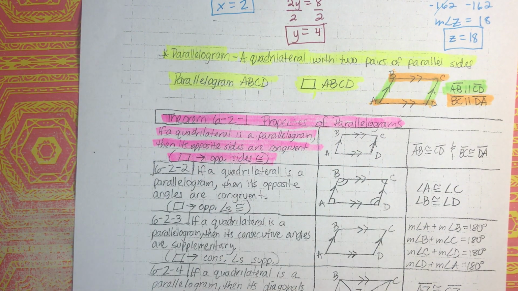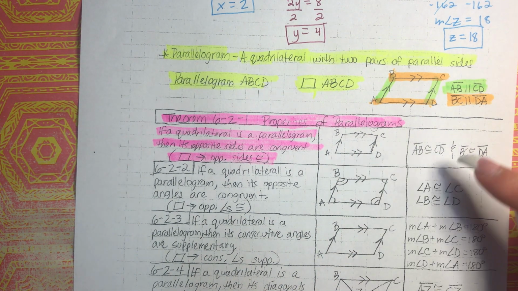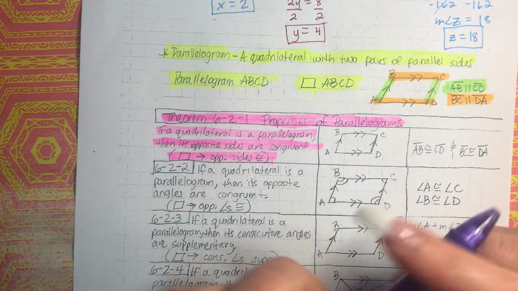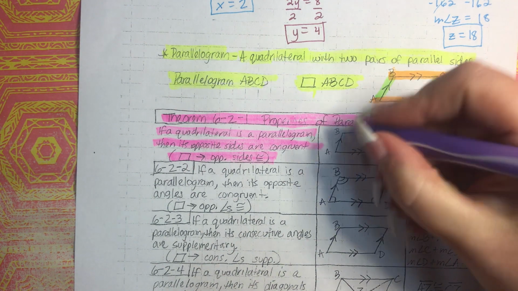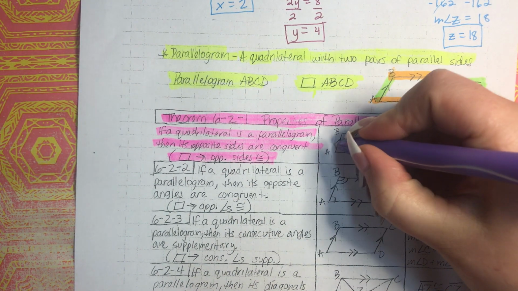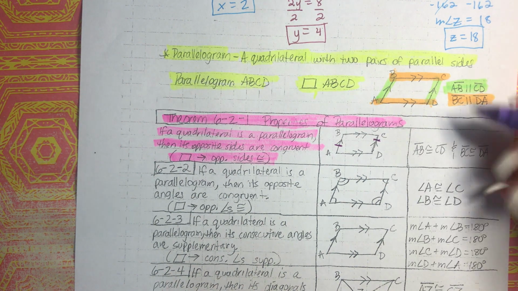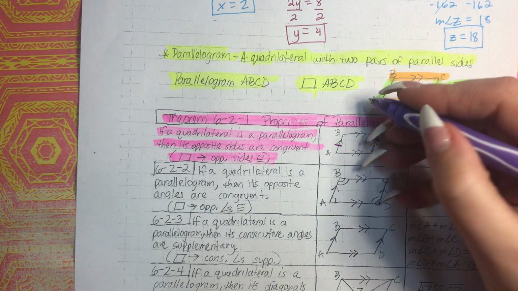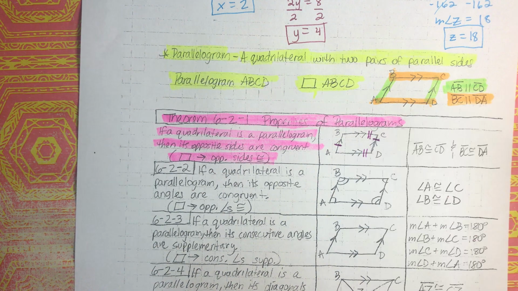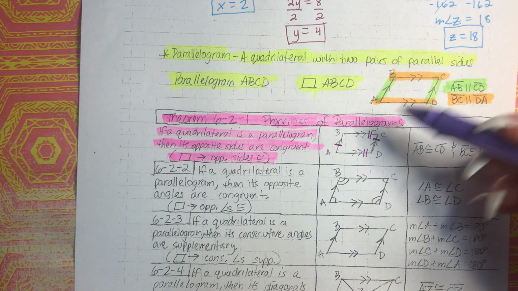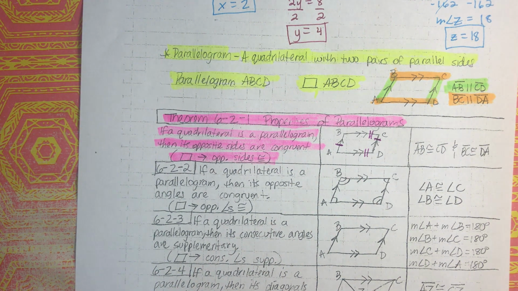So we have our parallelogram right here, and that means that AB and CD, these are the opposite sides. They are congruent there, and also BC and AD are congruent there. Okay? So the opposite sides are congruent. Okay, that's the first one. Let's talk about the next one.